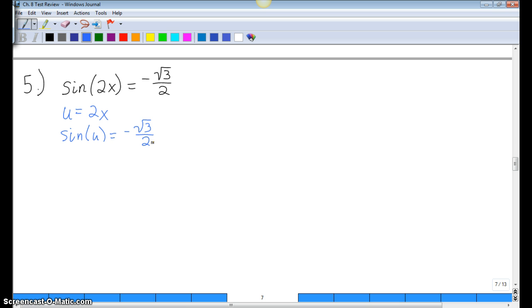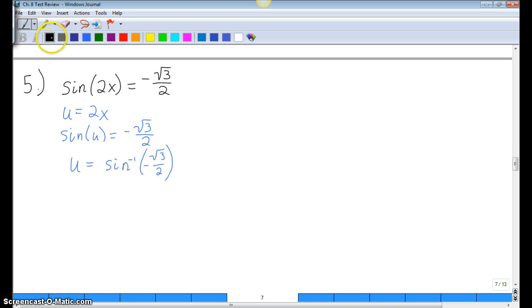So to get u by itself, we're going to take sine inverse of both sides. The sine inverse of sine undoes the sine itself, and we're just left with u on the left side. That's why we do the sine inverse. The sine inverse on the right side, negative square root 3 over 2, means, alright, sine inverse.